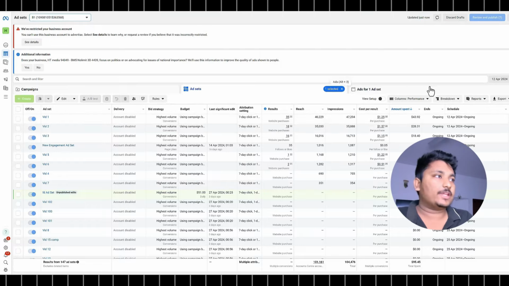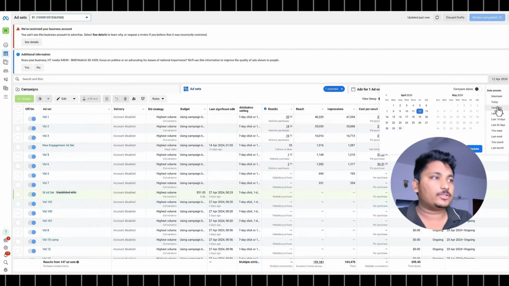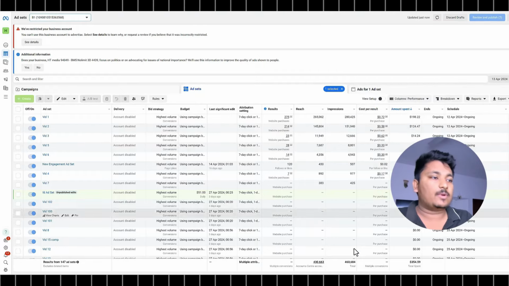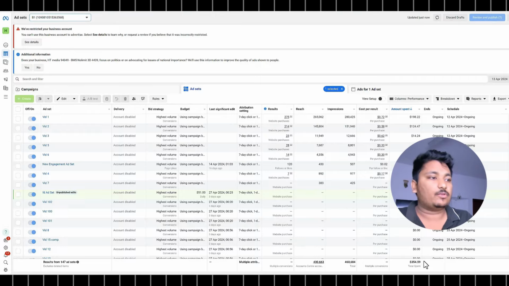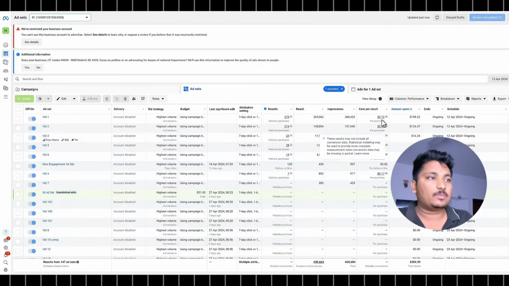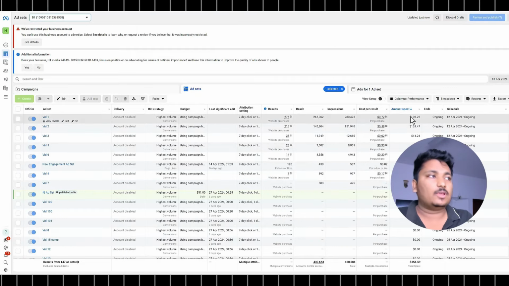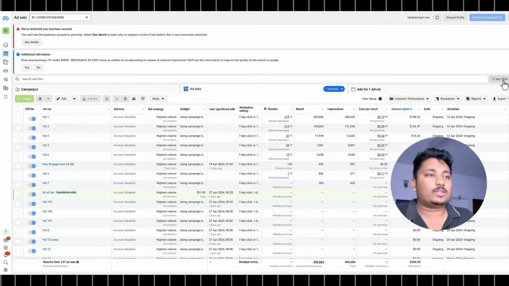Coming to the next day, you can see that we increased the budget. So we'll go to 13th April. You can see the amount we spent was $354, and you can see that the CPA has dropped. Literally, it is half. All the CPAs were half from yesterday, or maybe more or less, something like that.